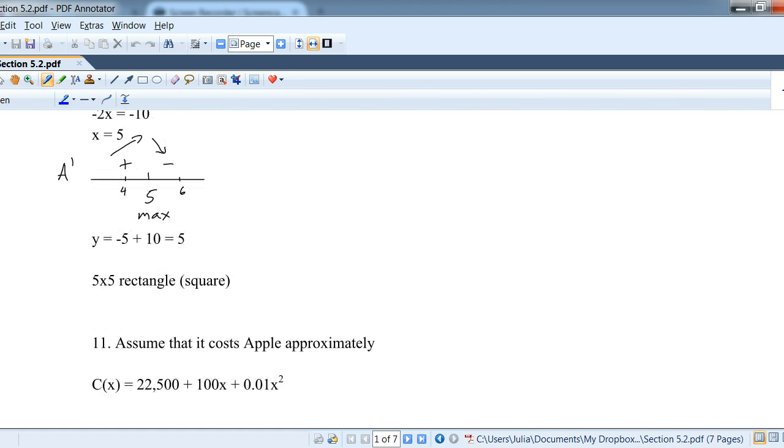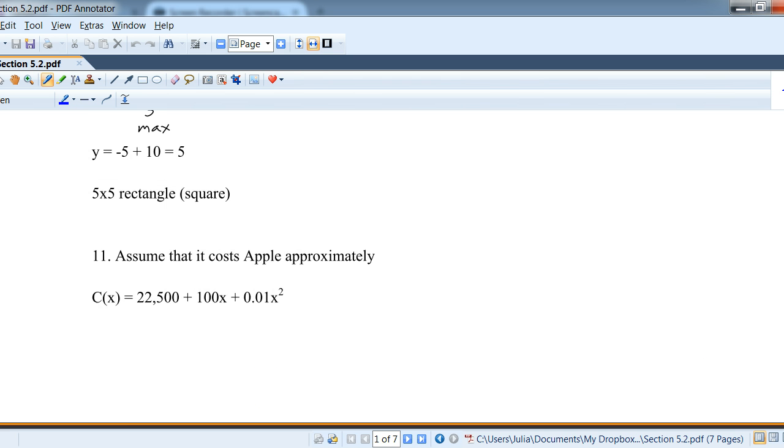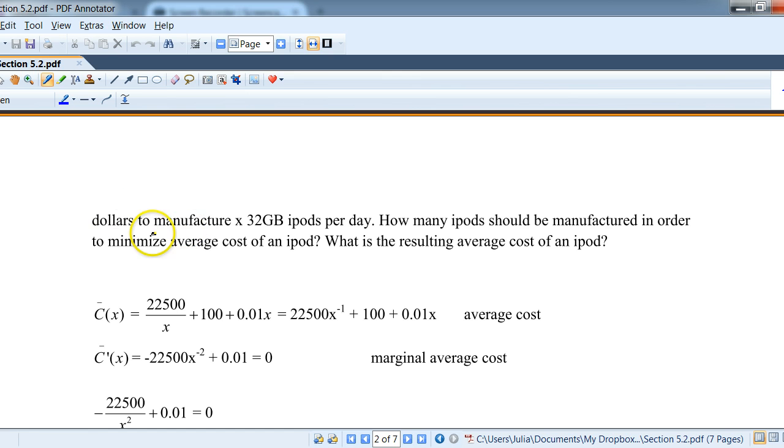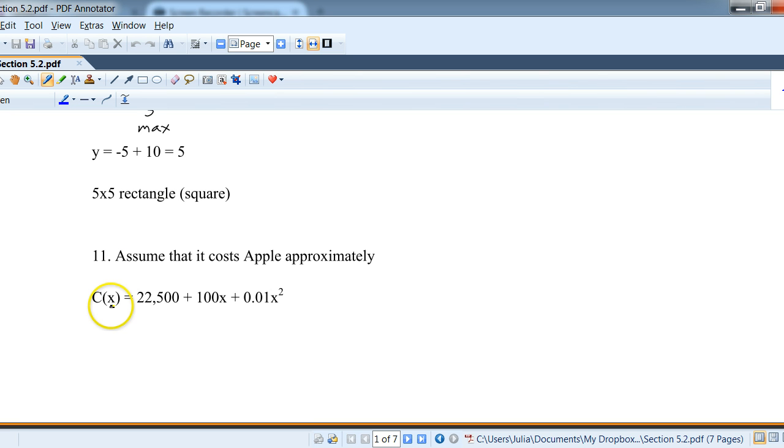Now let's take a look at some business applications. Assume in number 11 that it costs Apple approximately, and we have this cost set up, 22,500 plus 100x plus 0.01x squared dollars to manufacture x 32 gigabyte iPods per day. How many iPods should be manufactured in order to minimize the average cost of an iPod? What is the resulting average cost? So if you recall from previous sections, here we have the total cost.